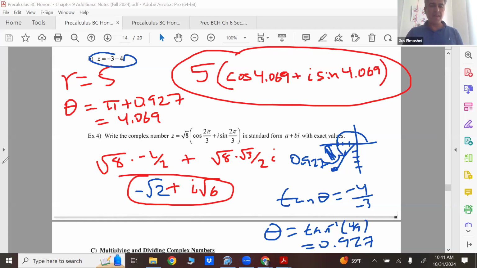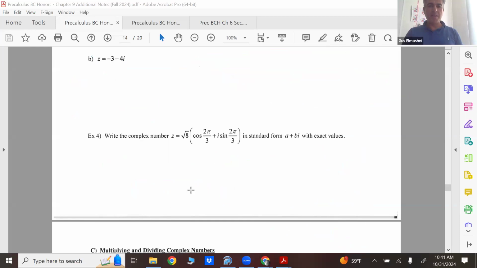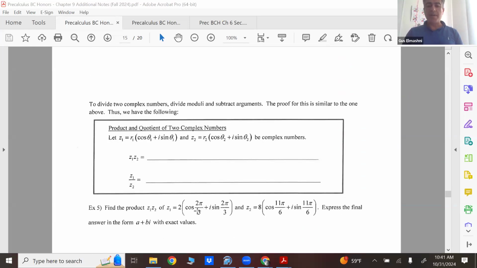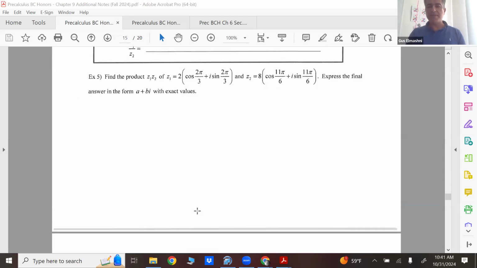Okay, let's keep moving. I think we can get a lot done. I know I'm very ambitious here, but I think we can get a lot done. Okay, so let's say I'm multiplying. Let's take a look at example 5, guys.